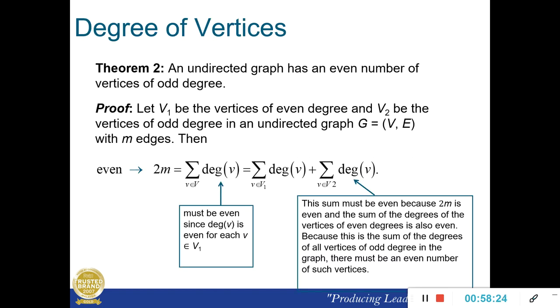So this is where we come to theorem 2. An undirected graph has an even number of vertices of odd degree. Note the keyword, undirected graph. Let V1 be the vertices of even degree and V2 be the vertices of odd degree in an undirected graph G with m edges. So you have 2m, which must be even. The sum over V2, the odd degree vertices, must also be even.